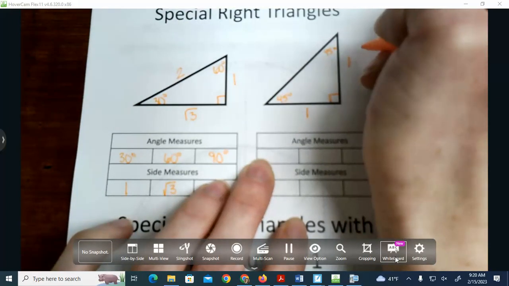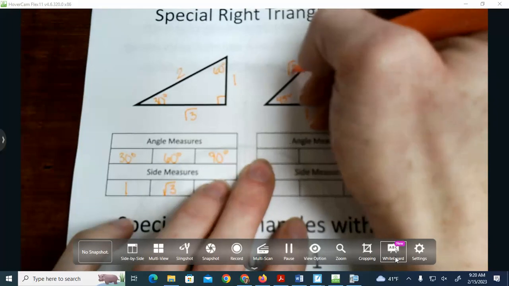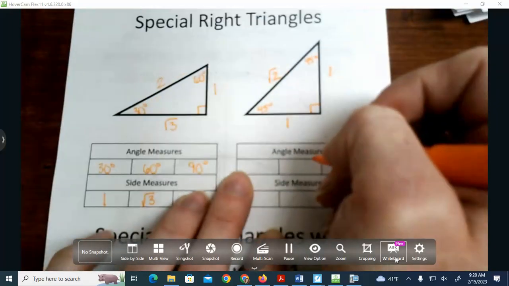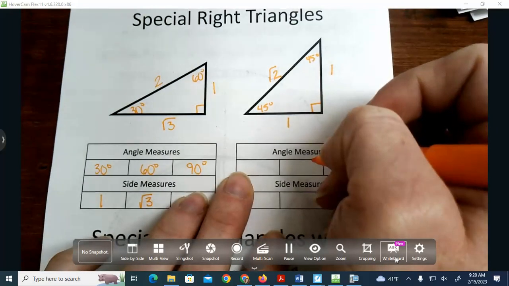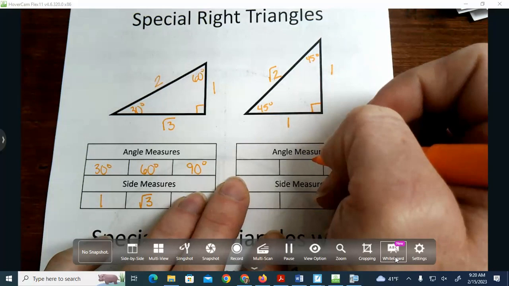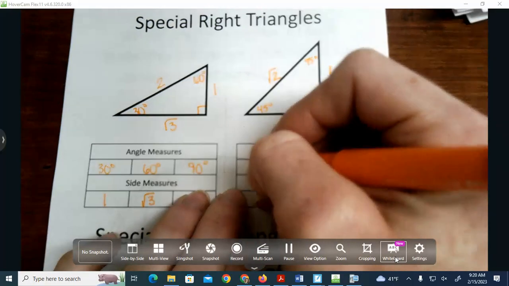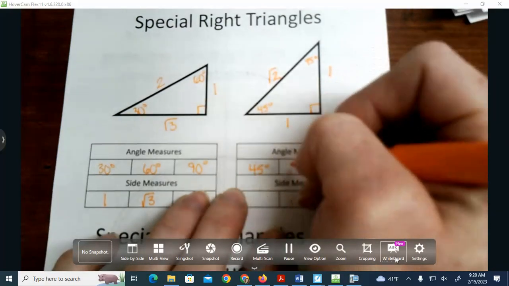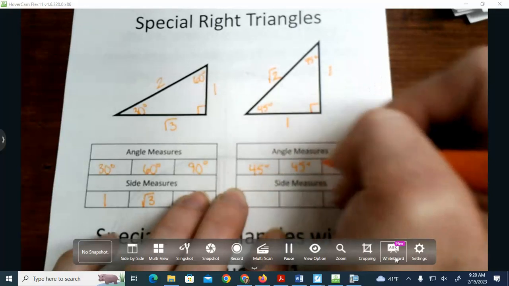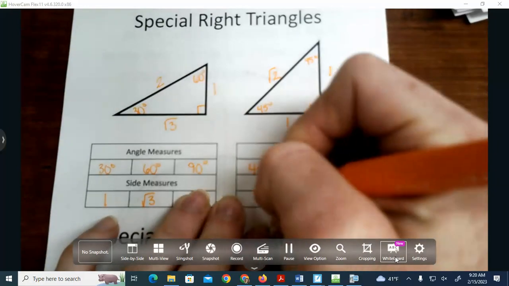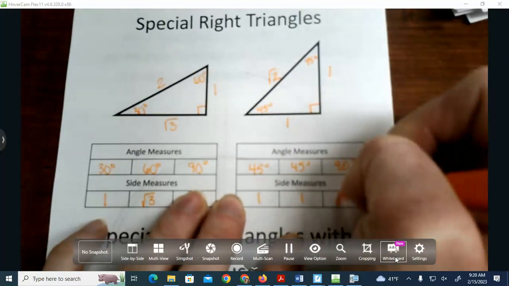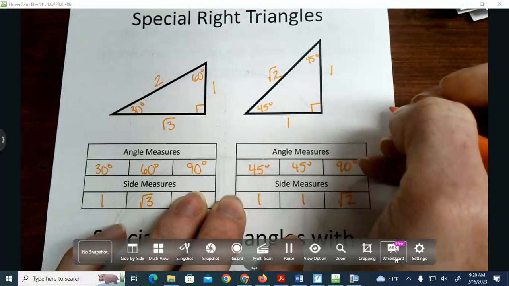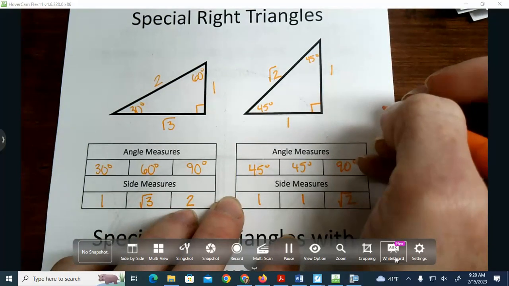And then Pythagorean theorem, 1 squared plus 1 squared equals c squared. So this third side was the square root of 2 when we did it before. So in this triangle, our angles were 45, 45, and 90. And the sides were 1, 1, and square root of 2. So these were the beginning special triangles that we had.